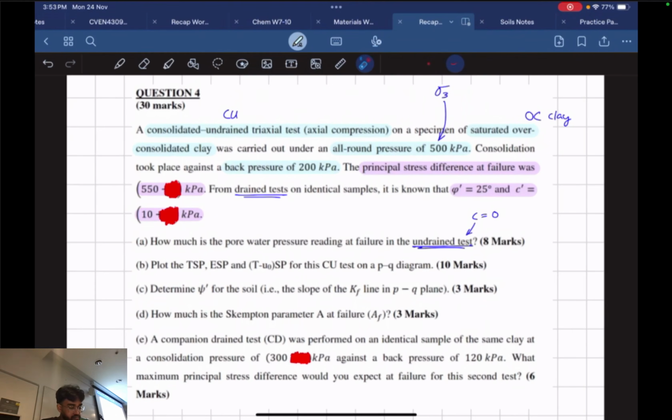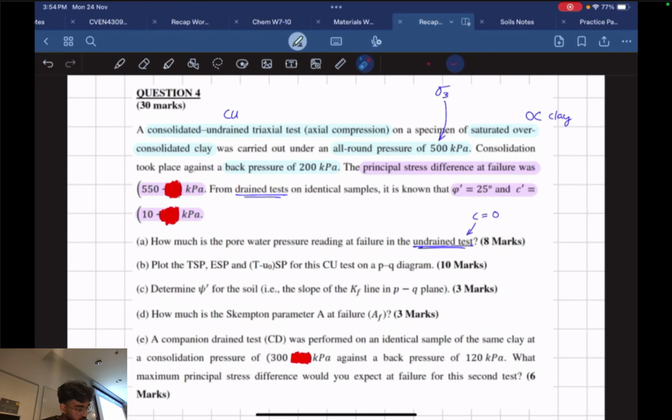Beautiful. So this is a CU triaxial test, consolidated undrained, on a specimen that's saturated over consolidated, so it's OC clay. I'm going to explain the content as we go through the question. They've also given us a back pressure of 200 kPa, which will mainly affect your ESP. Your ESP might even curve a little because of the back pressure.